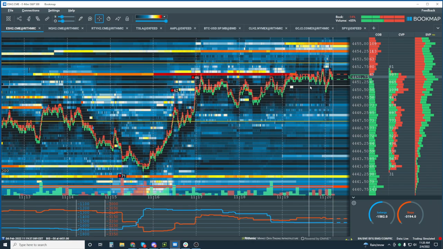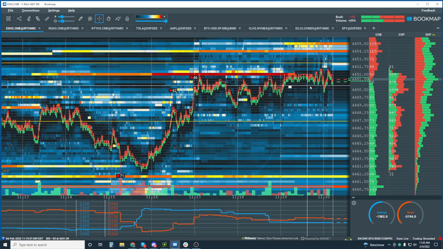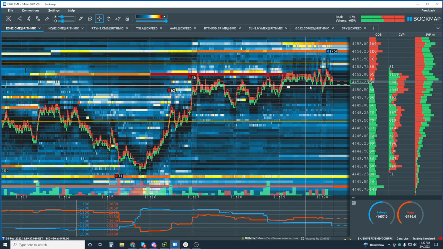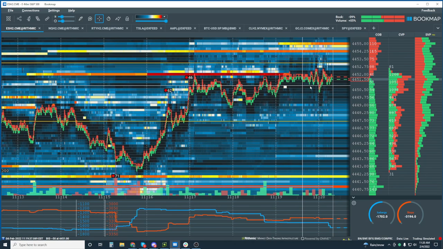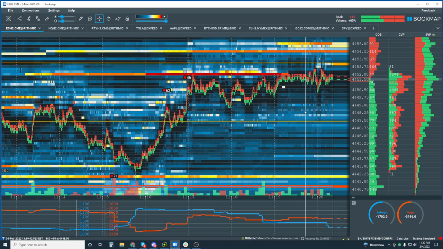Well, anyway, like we've been saying, the order flow is what is going to give us some insight here. And right now, we don't have that insight. We're not getting much from this order book at the moment.